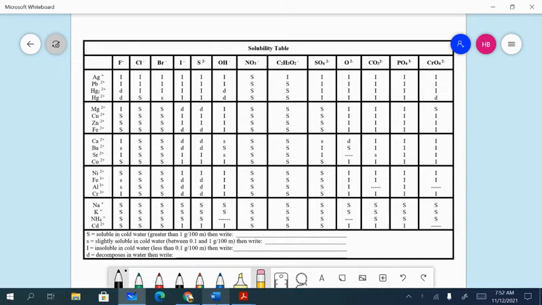All right, chemists, today we're going to learn how to read the solubility table that is in your reference packet. So everybody should take a second right now and get your reference table out and turn to the solubility table.